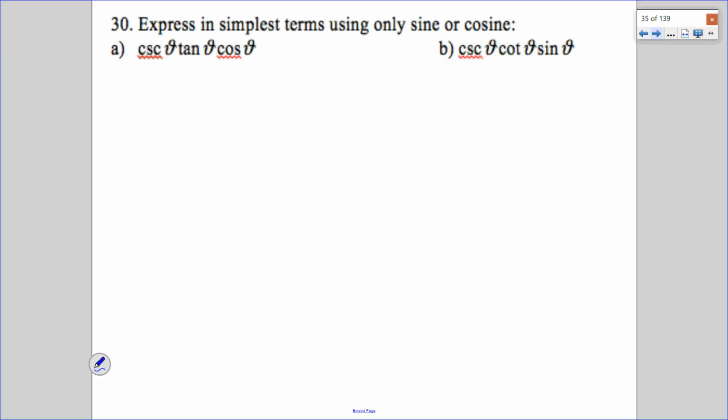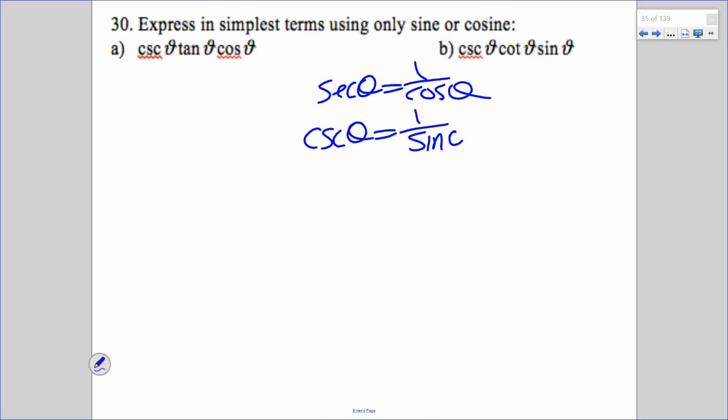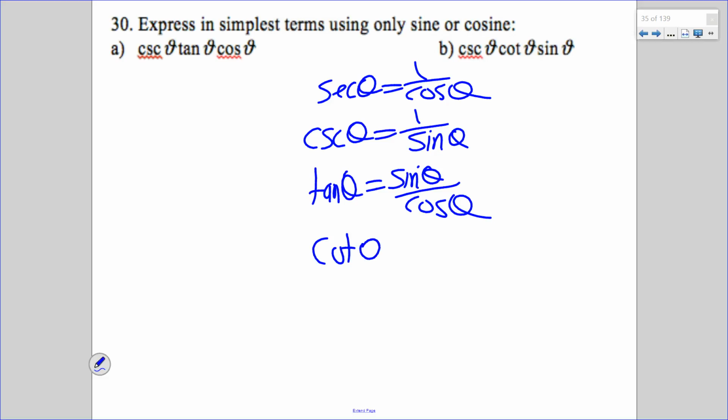You need to know your reciprocal quotient identities. You need to know that S goes with C. You need to know that C goes with S. You need to know that tan is sine over cos. And you need to know that cotan starts with cos. So you replace everything with its identity. You want everything to be sine and cosine.